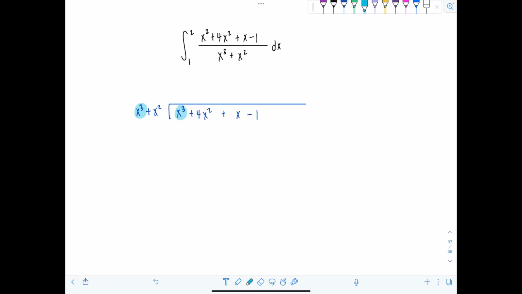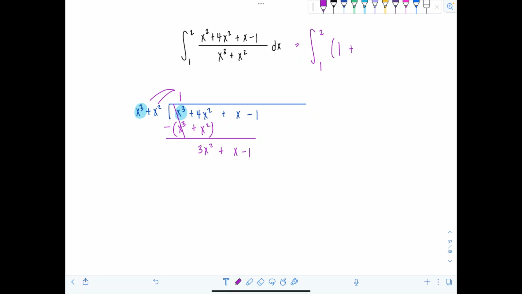Okay, so just look at the leading terms exclusively. What do you need to multiply x cubed by to make it x cubed? Why just 1? So I'll put that up here. And then you distribute. So we'll have x cubed plus x squared sitting below. And then we subtract it. And x cubed cancels out. Then I have 3x squared plus x minus 1. That's all my remainder.